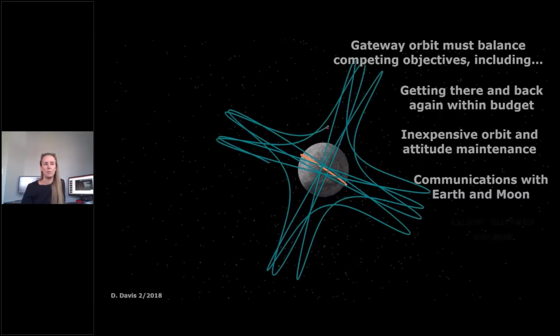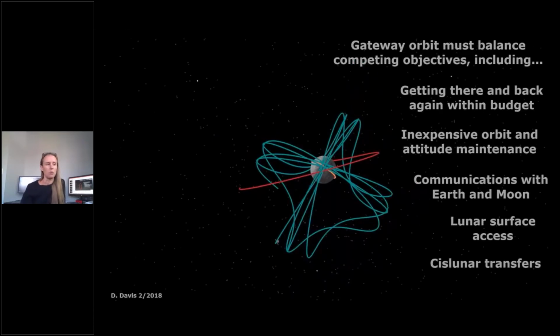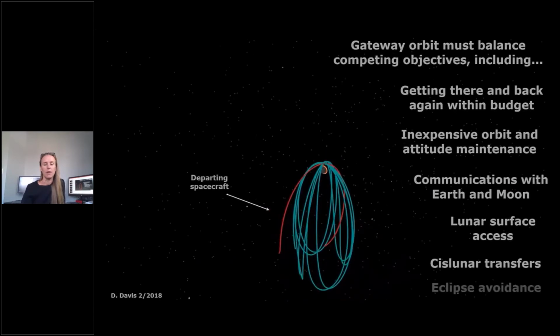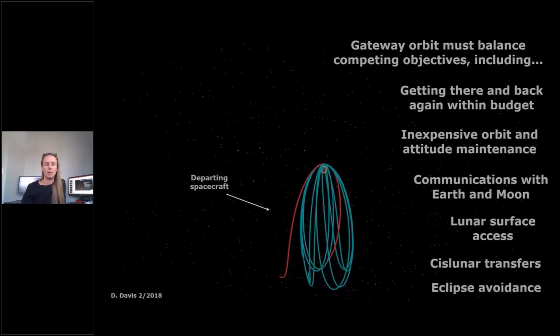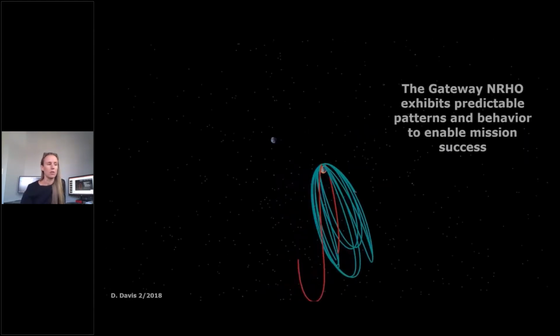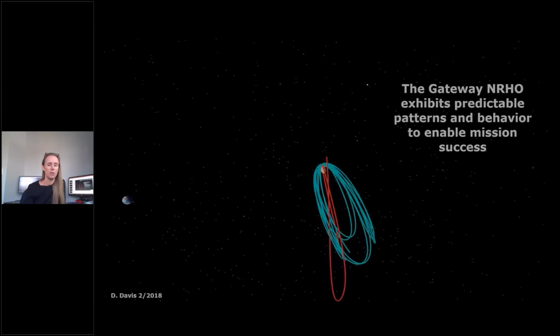It facilitates communications with the Earth and the moon. We need to be able to get our astronauts to the lunar surface from the Gateway. We want to demonstrate cislunar transfers, so going from the NRHO to other orbits and back. And then, of course, what we're talking about today, we need to avoid long eclipses for power and thermal reasons. So our Gateway NRHO, even though it looks a little different than some of the more familiar orbits we may be used to, does exhibit predictable behavior that lets us achieve these objectives.